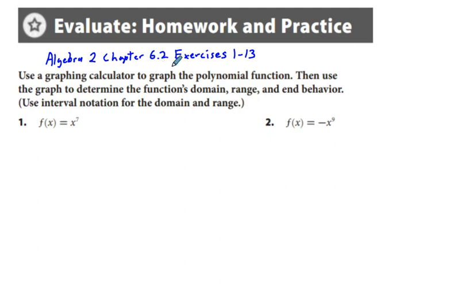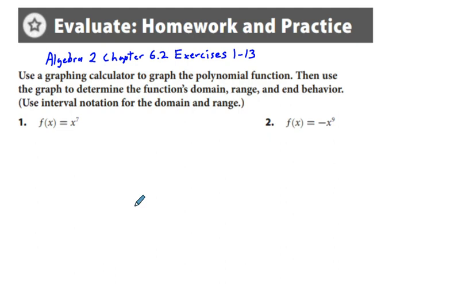Algebra 2, Chapter 6.2, Exercise 1 through 13. I'll go over these odd-numbered problems in this set. Use a graph calculator to graph the polynomial function, then use the graph to determine the function's domain, range, and end behavior. Use interval notation for the domain and range.